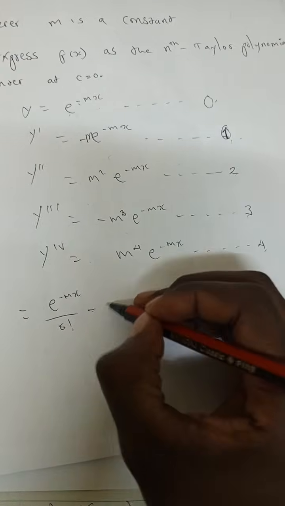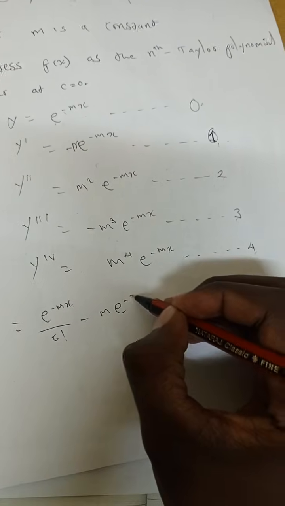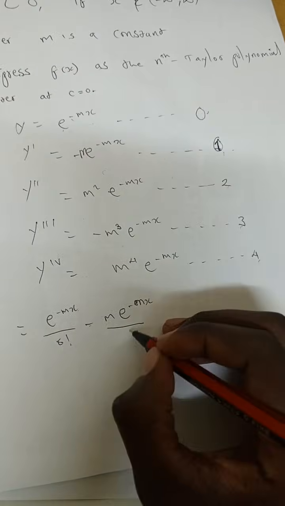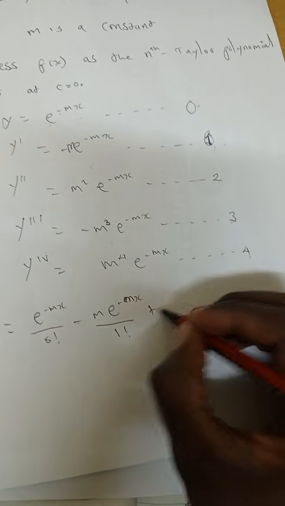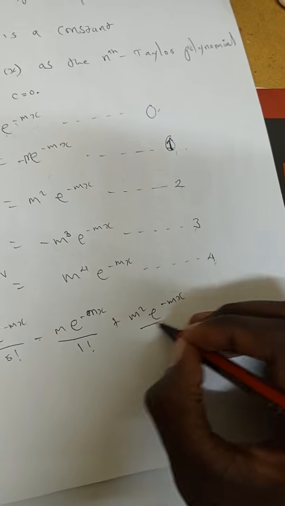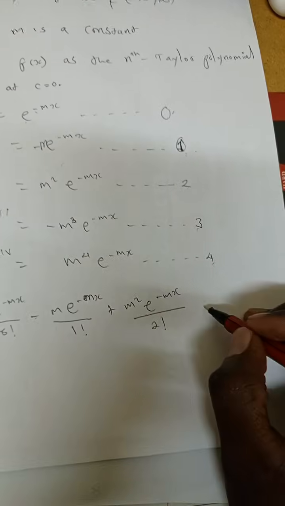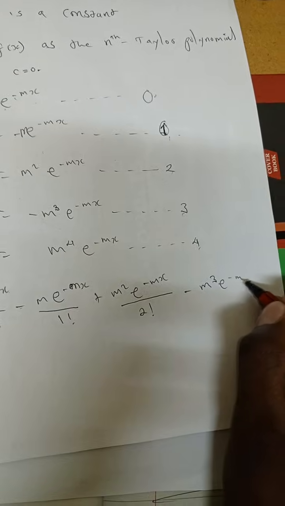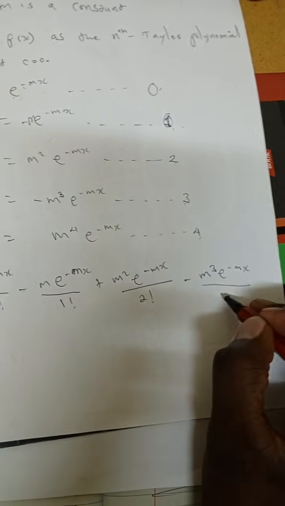So I'll say minus m exponent negative mx divided by, it has a 1, so this one becomes a what? Factorial. Then we have plus m squared exponent negative mx divided by what? 2 factorial. Then I think we can even write the last one, which is m cubed exponent negative mx divided by what? 3 factorial. Then we know that it will be plus. So we are saying plus minus plus minus plus. So from there, what do we do next?